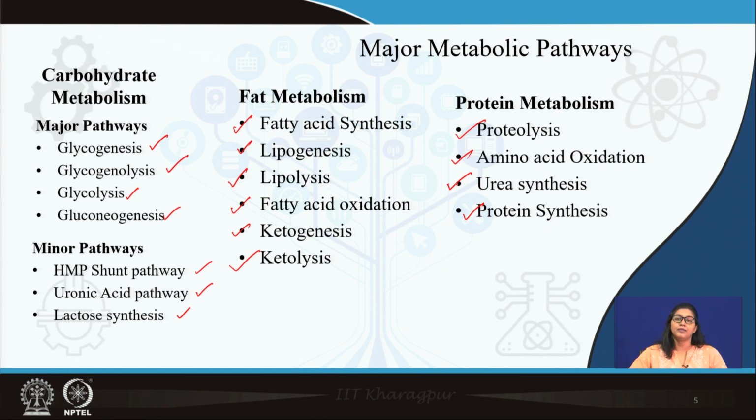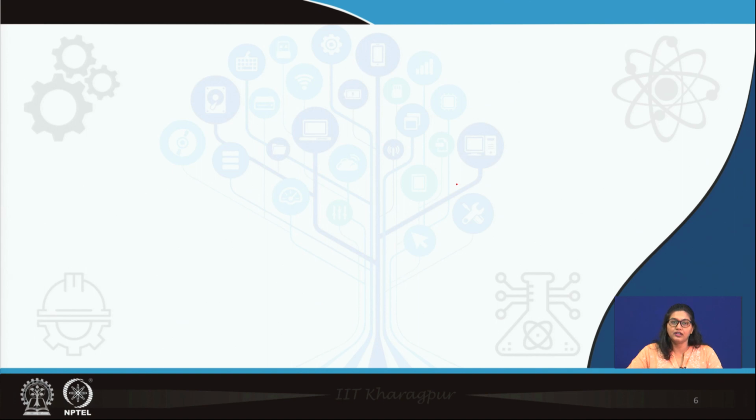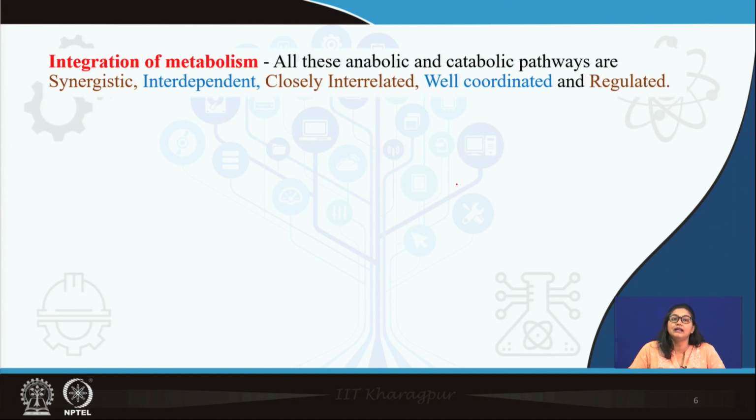So, these are the major metabolic pathways we have already discussed. Now, how they are integrated in our body is actually what we are going to discuss. So, that is integration of metabolism, that all these anabolic and catabolic pathways are present and occurring synergistically in a cell. Basically, all these pathways are happening at the same time in a cell.